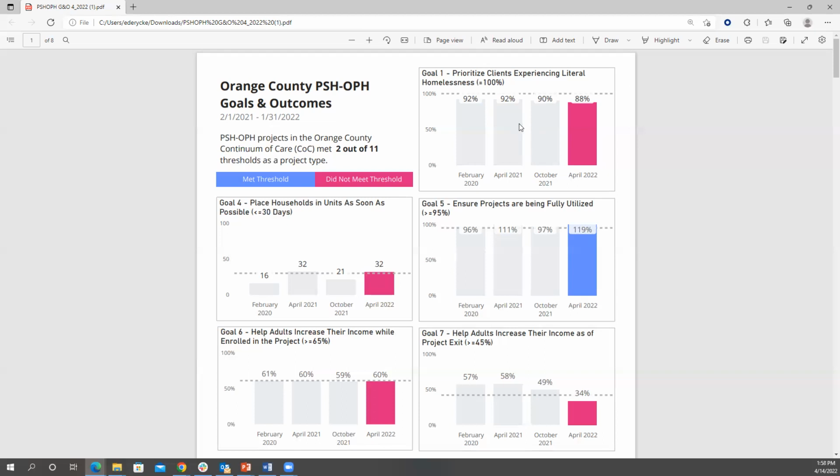For goal 1, entries from literal homelessness, we had a slight decline this past reporting period. And I suspect the reason is because we have had many new projects join HMIS, and they're still kind of getting up and running and figuring everything out. So I anticipate that is why there's been some decline in a couple of these measures. I don't think this is a long-term thing or a trend that will necessarily continue through the reports.